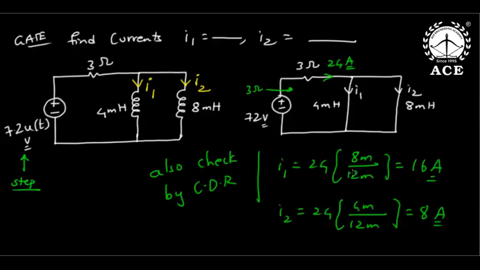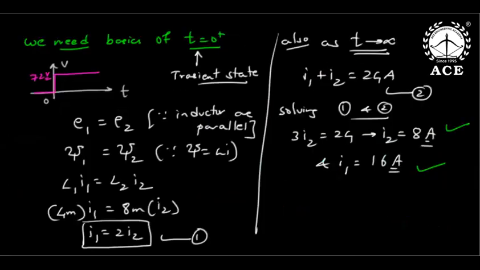But if I had written the current division rule directly, everyone would have questioned me: sir, how did you write current division directly when both are ideal inductors? Now, this secret comes from this explanation. So that is why this topic on the left side is very important.